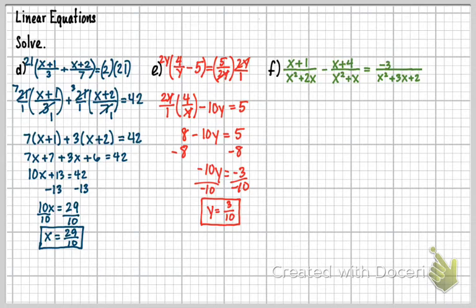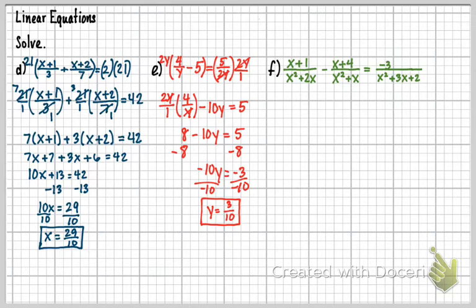So the first thing to notice here is these are not going to be easy factors to see for the bottoms. I have x squared plus 2x. I have x squared plus x. And then I have x squared plus 3x plus 2. So yeah, those are not easy to see what those factors are. For the ones before that, like this one here, the 2y and the y, obvious, 2y is going to be my LCD. This one is much more difficult.